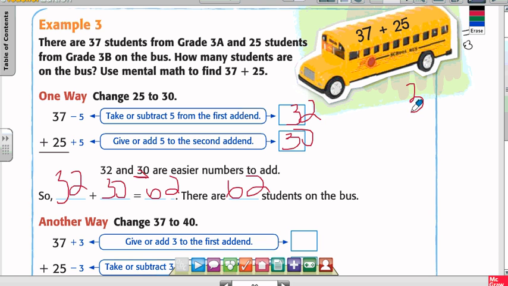So let's double check. 37 plus 25. 7 plus 5 is 12. Put the 2 down, carry the 1. 3 plus 2 is 5, plus 1 more is 6. Yep, that's right.